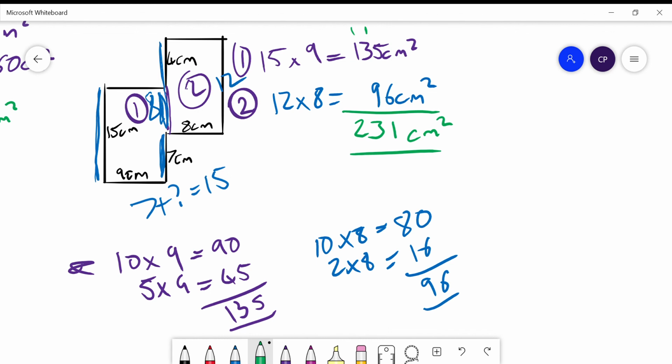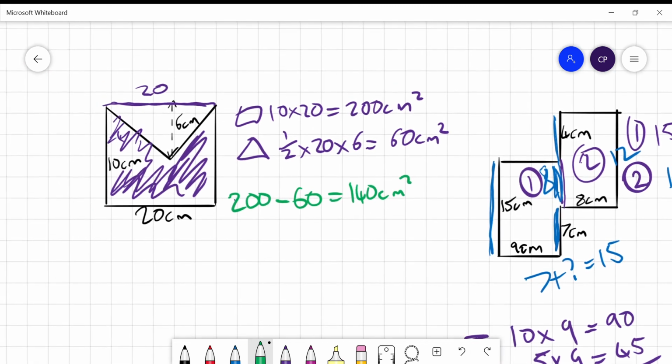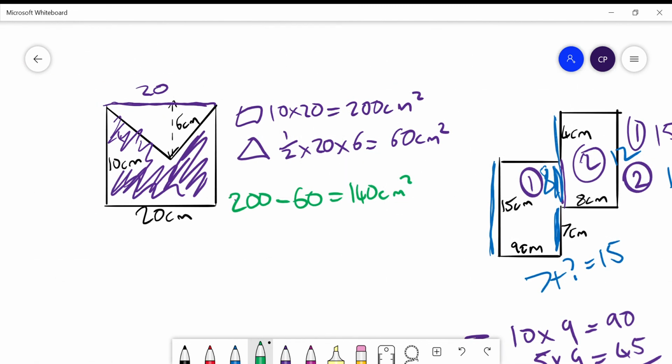So to work out these questions, find shapes that you recognise, find the dimensions that are missing, and then once you've got the individual areas, add them all together. Or, in the case of this question here, when we had a bit cut out, make sure that when you've got the areas, you know which one to take away from which one.